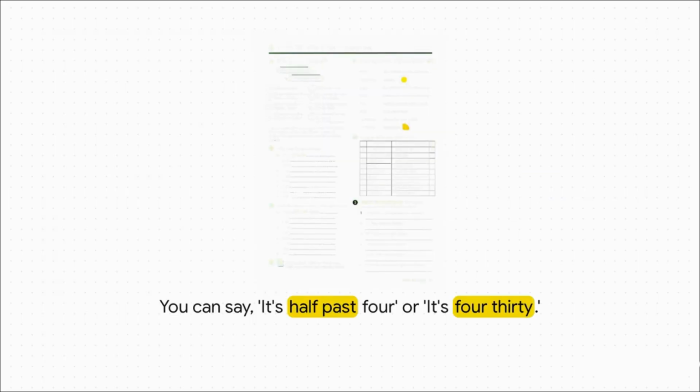And what about when we're 30 minutes in? It's pretty much the same deal. You have two main ways to say it. You could say it's half past 4, because you're halfway to the next hour. Or, again, you can just say the numbers. It's 4:30. See the pattern?